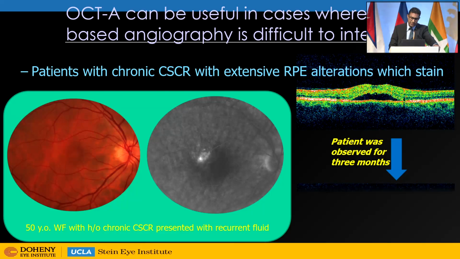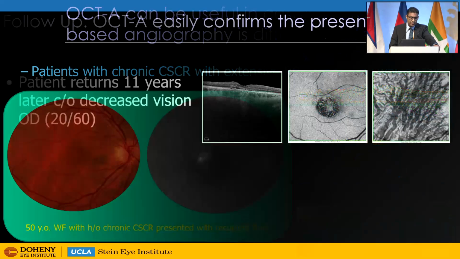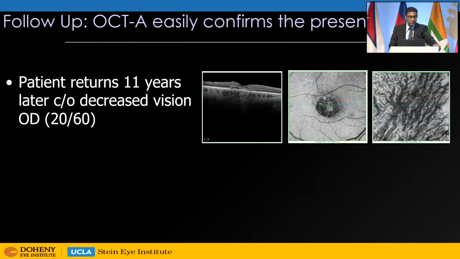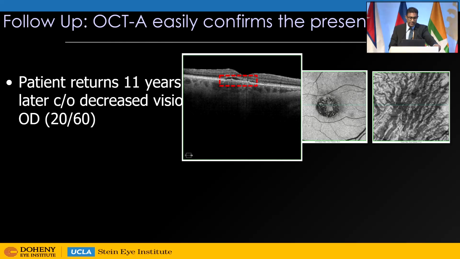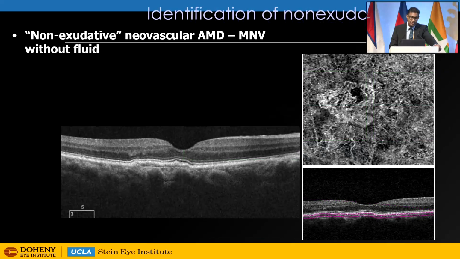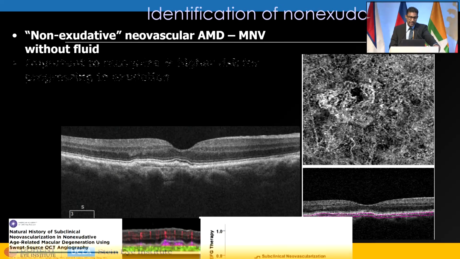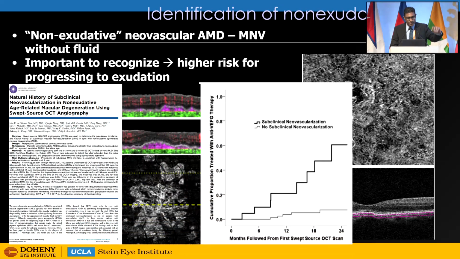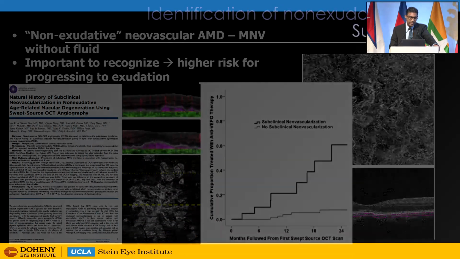This was a patient with CSR who was observed, had nice resolution, but presented 11 years later with recurrent subretinal fluid. But now we could see an interesting new finding with this double layer sign. In fact, OCTA confirmed the presence of neovascularization in this case. And of course, it's important to recognize patients with early neovascularization without fluid because these patients do have an increased risk for conversion and may need to be monitored more frequently.